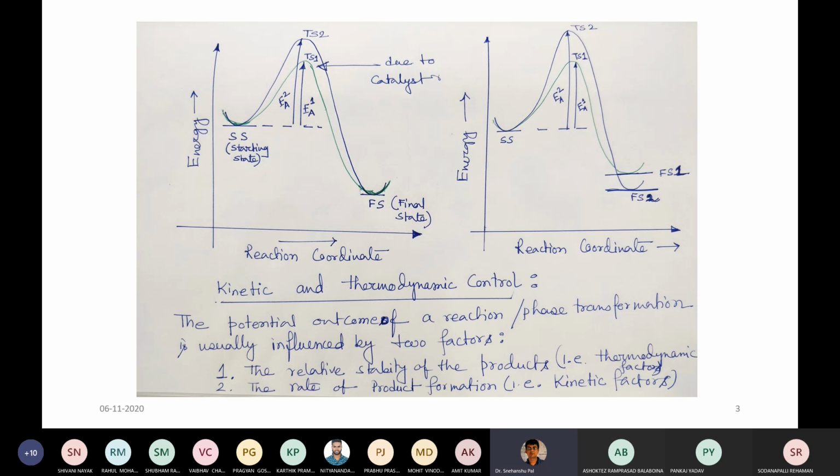And now if you look at a scenario where two final states are there and two transition states are there, in such a scenario both the kinetic control as well as the thermodynamic control are different. Here you can see the final state is also changing, and the transition state activation energy barrier is also varying. So both controls, thermodynamic and kinetic control, are operative.